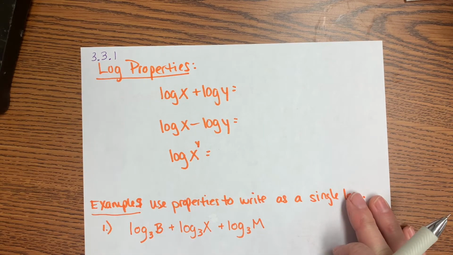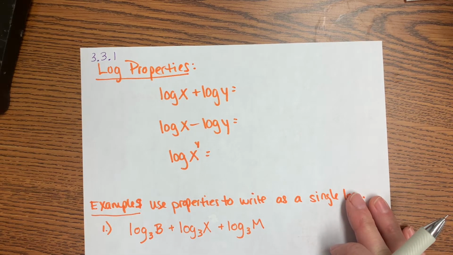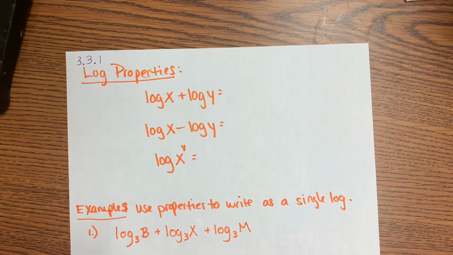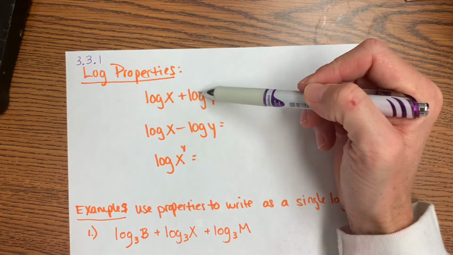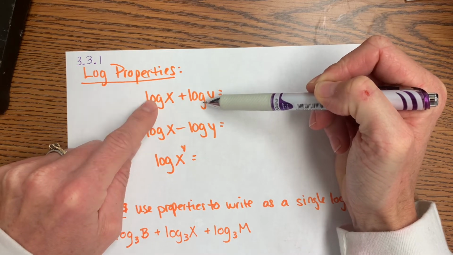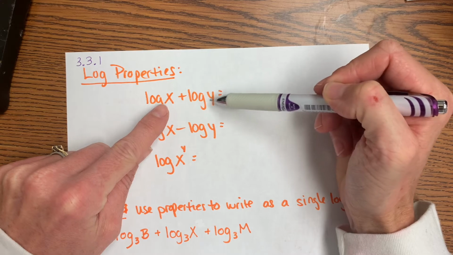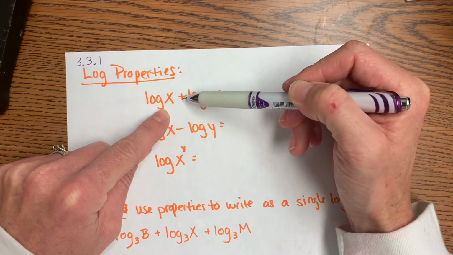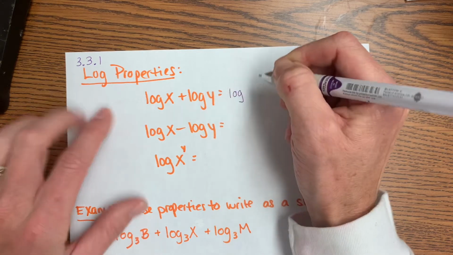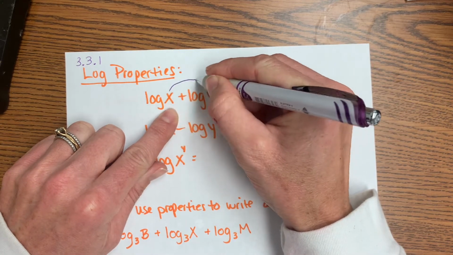In lesson 3.3.1, we're working with the log properties, or log laws as our textbook calls them. I know you saw a little bit last year, but let's just review. If you have two logs with the same bases, remember log without a base is called base 10, so this is log base 10 of x plus log base 10 of y. They have matching bases. If they're added together, you can rewrite them into one log and you multiply the arguments.